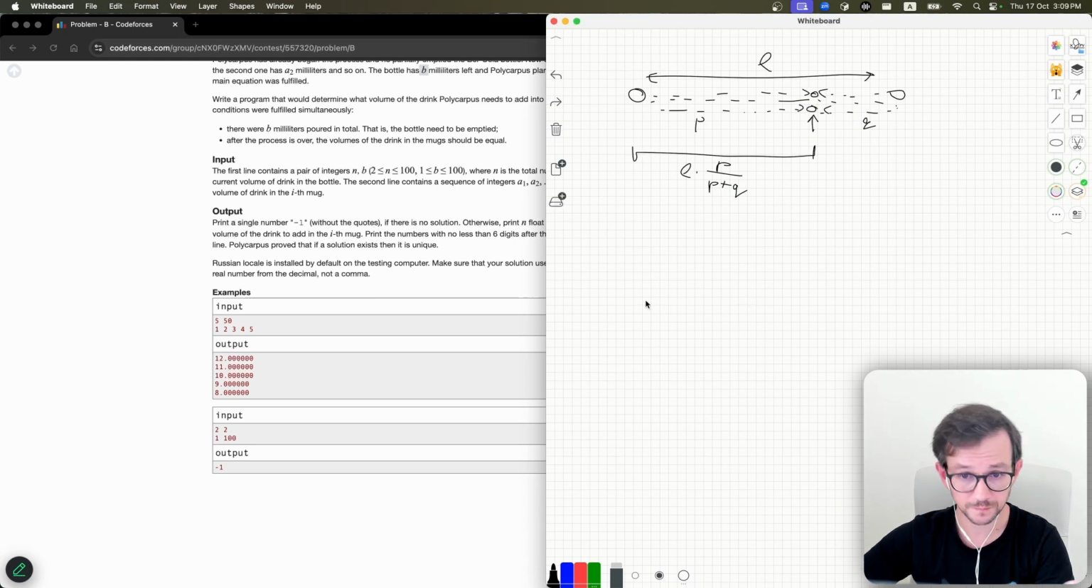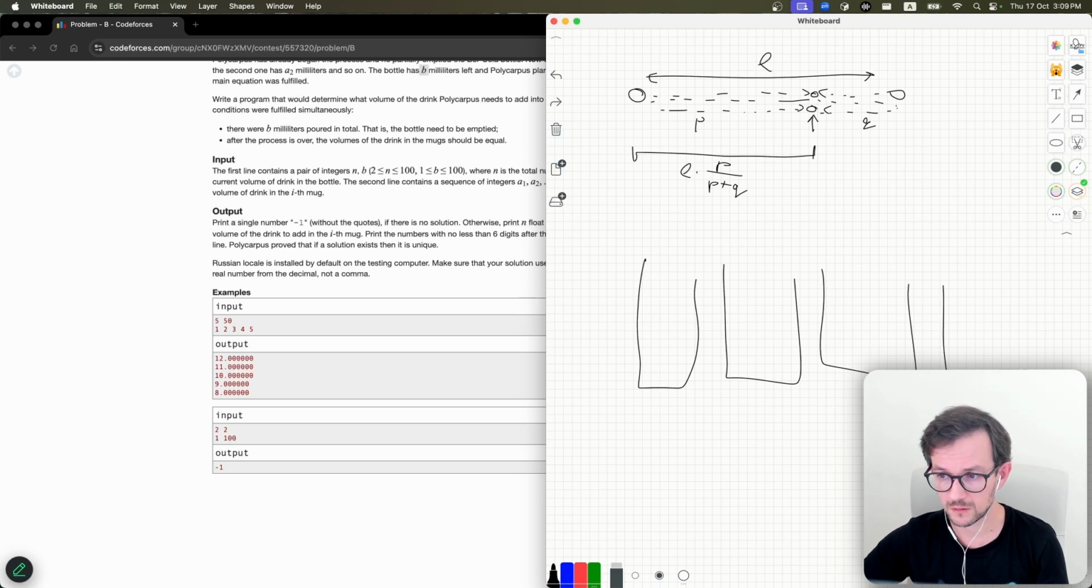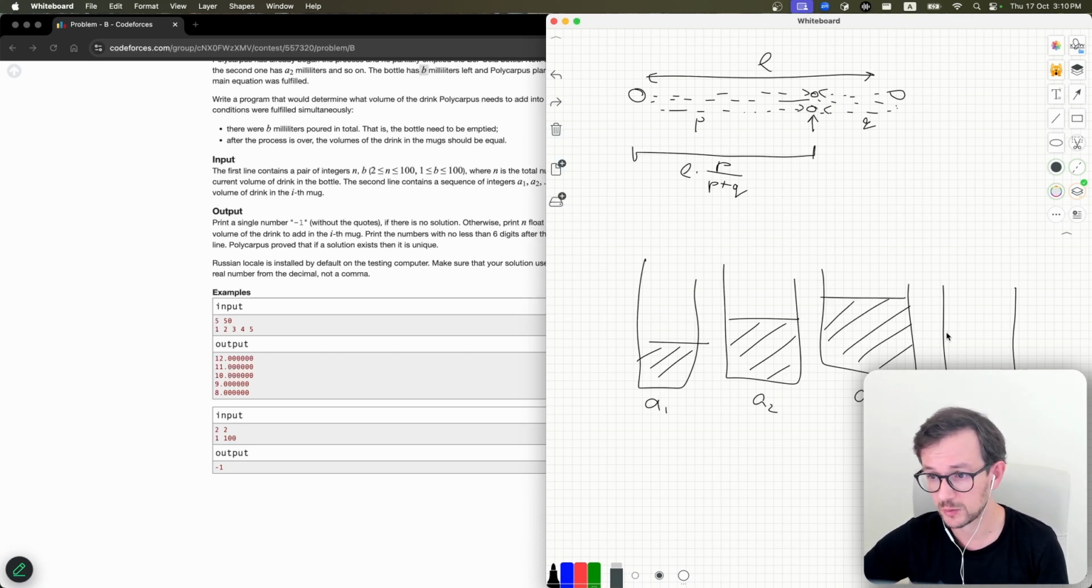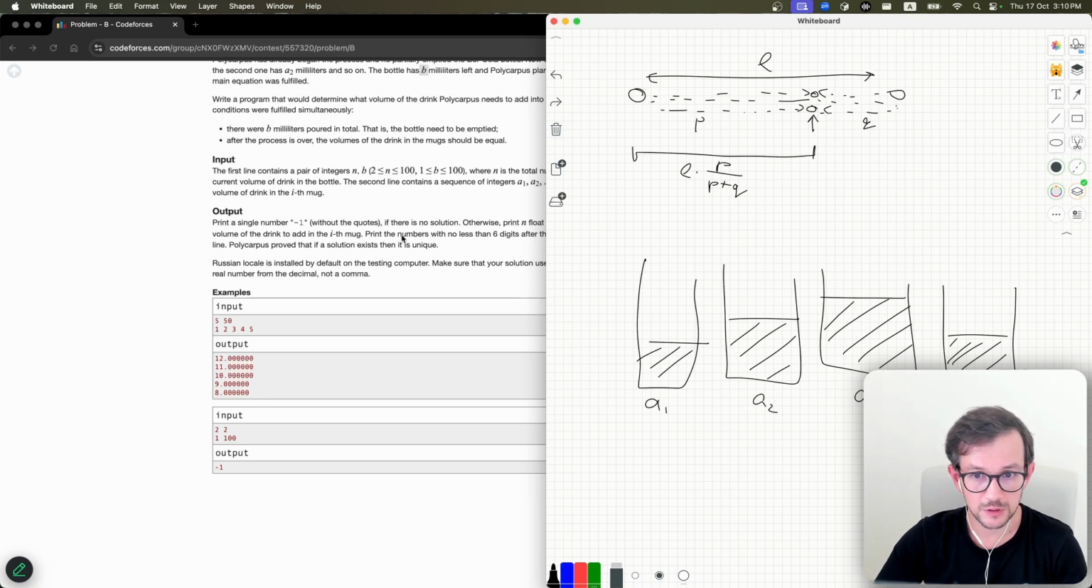So what's happening here? You have some bottles, A1, A2, A3, and A4. And you just need to equalize them. You want all bottles to have the same amount of liquid. Again, how do you solve problems like this? You just think manually. If you have a situation like this, what should I do? I want to have all amounts be the same.